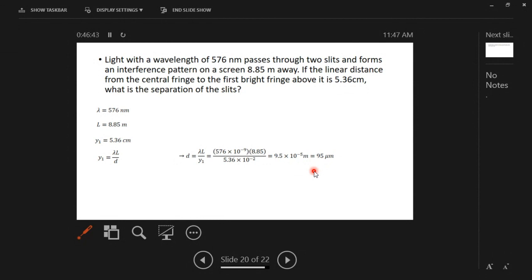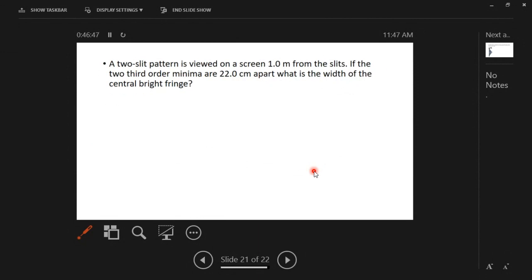So that is one example. Let's look at a different example. I have a two-slit pattern, which is viewed on a screen 1 meter from the slits. If the two third order minima are 22 centimeters apart, what is the width of the central bright fringe? What do I mean by that?